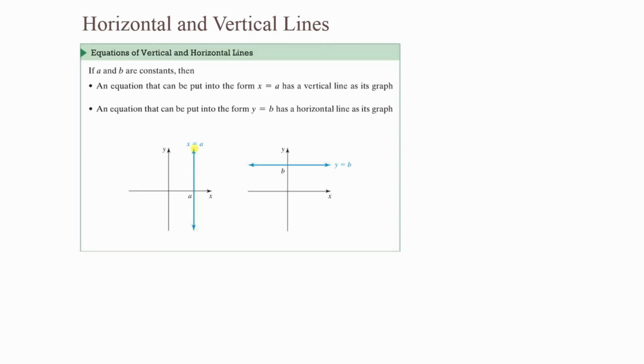as its graph. When you only have your x variable, you have a straight line through that value of x. So if x equals 3, you're going to have a straight line through 3. An equation that can be put into the form y equals b has a horizontal line as its graph. So your y equals equation goes straight across. So if y equals 3, then all the y coordinates for those points would be 3.